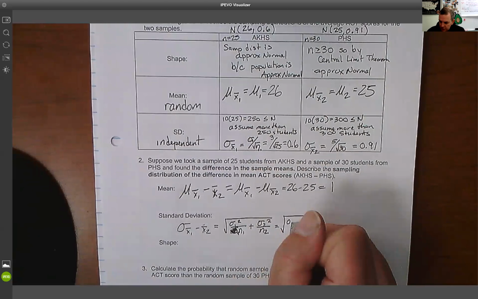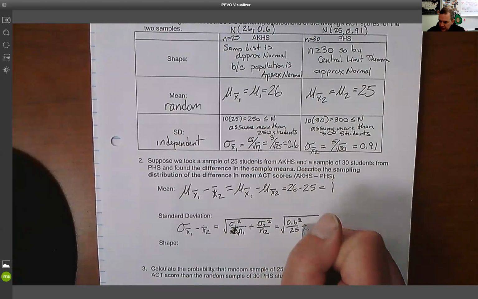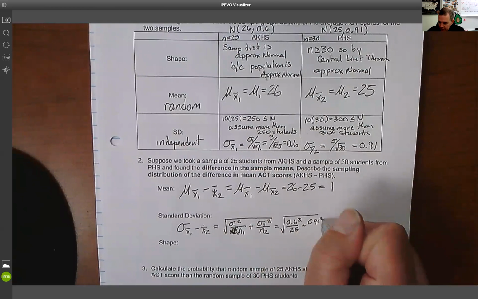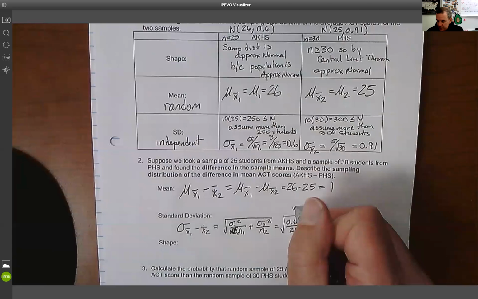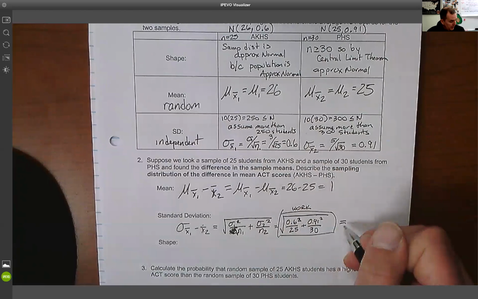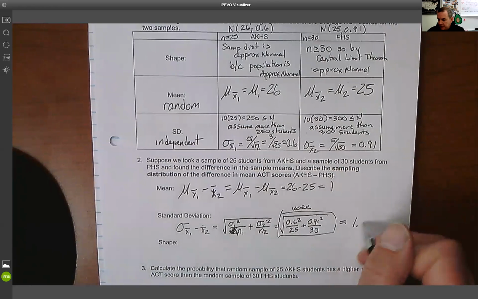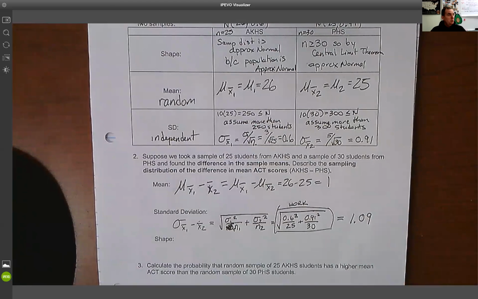So this would be 0.6 squared divided by 25 plus 0.91 squared divided by 30. This is considered work, folks. This is the piece that I'd want to see for work. And then when we plug that into our calculator, we end up with 1.09 as the standard deviation. So the difference between the two is 1, but we have some variability of a little over 1.